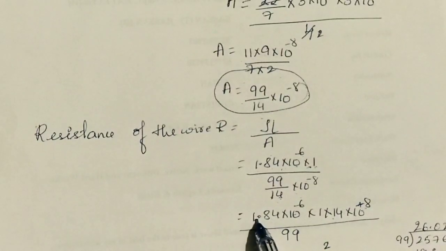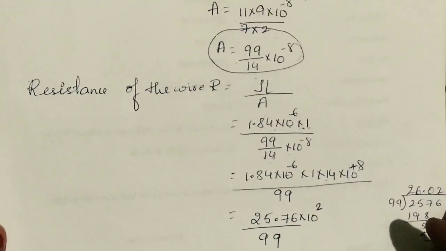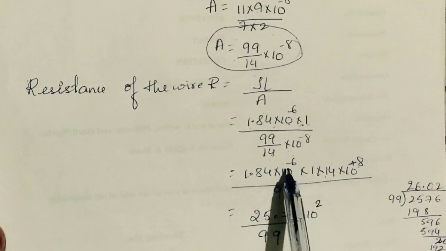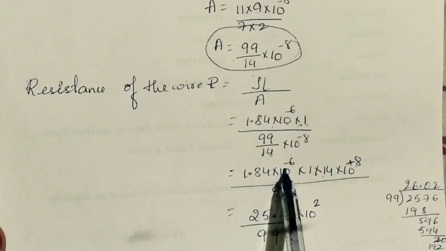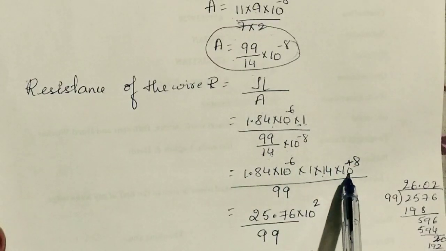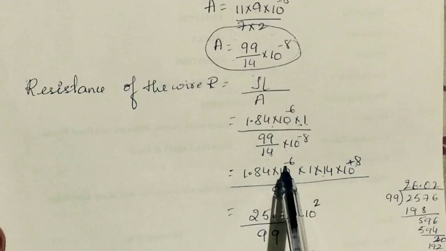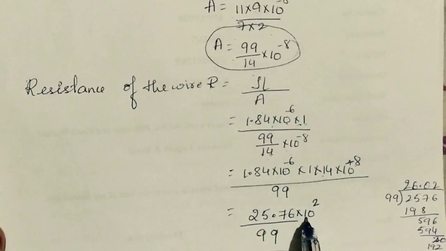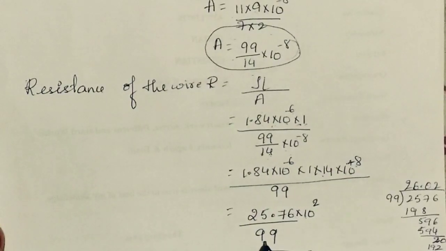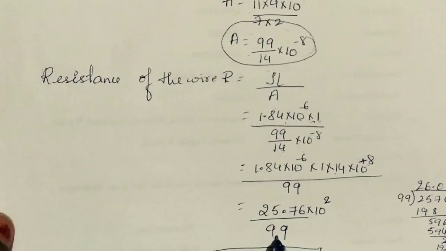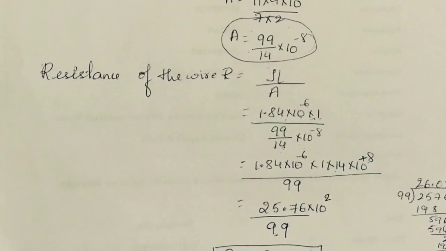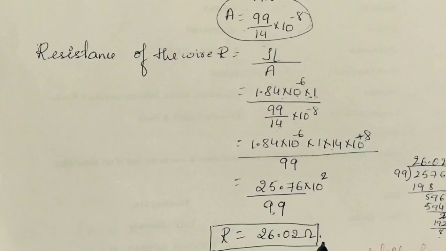If I multiply 1.84 into 14, I get the value 25.76 into, here there is 10 to the power of minus 6, and here 10 to the power of plus 8. Here plus is there, here minus is there, so I can add the powers. Why? Because the base is the same. So 10 to the power of 2, whole divided by 99. If I divide 25.76 by 99, I get the value 26.02 ohm. So the total resistance of the wire is 26.02 ohm.